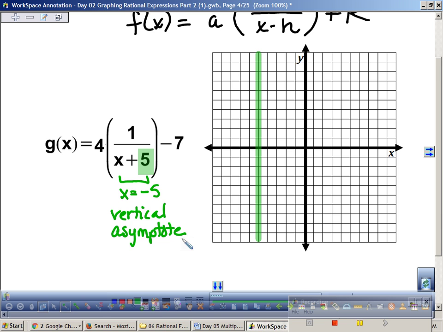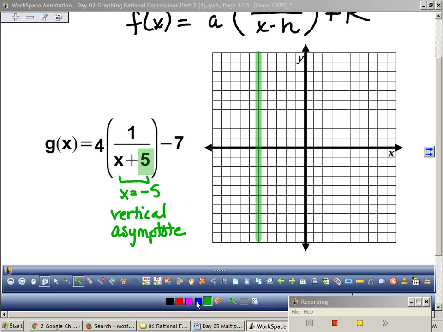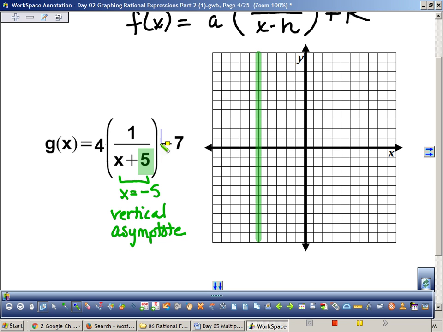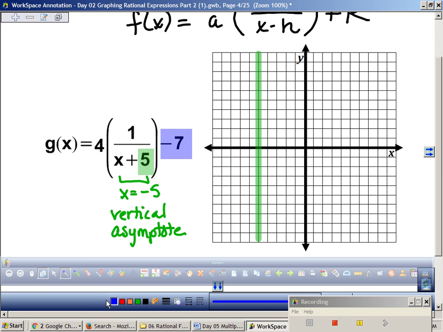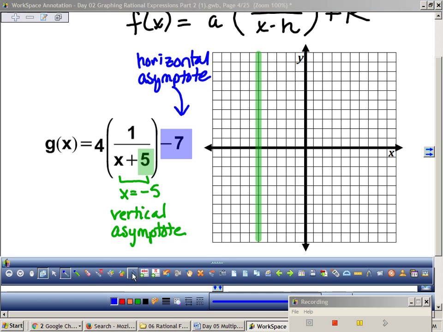I should have graphs for you that you could have pasted into your notebook. That would have been nice, huh? And then the -7 would be my horizontal asymptote. -5. 1, 2, 3, 4, 5, 6, 7.